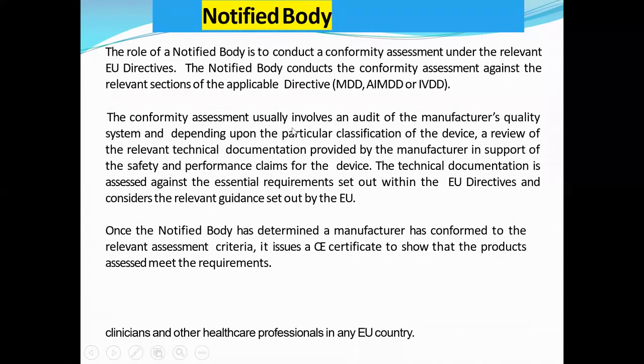So the conformity assessment usually involves an audit of the manufacturer's quality systems and, depending upon the particular classification of the device, a review of the relevant technical documentation provided by the manufacturer in support of the safety and performance claims for the device. So the technical documentation is assessed against the essential requirements set out within the EU directives and considers the relevant guidance set out by Europe. Once the notified body has determined a manufacturer has conformed to the relevant assessment criteria, it issues a CE certificate to show that products assessed meet the requirements.